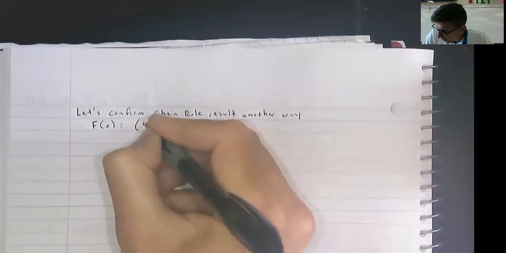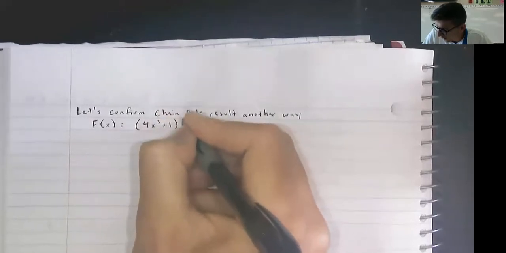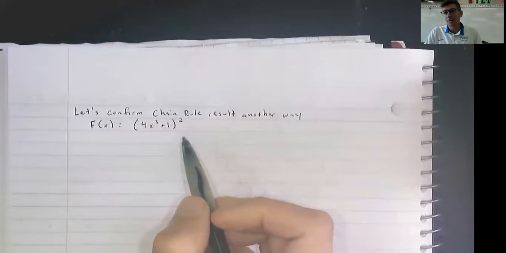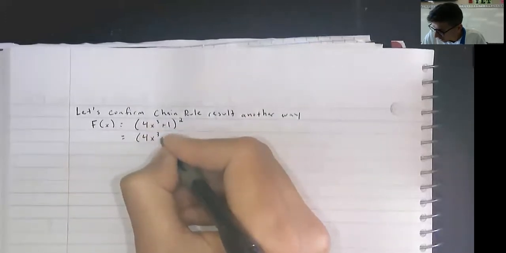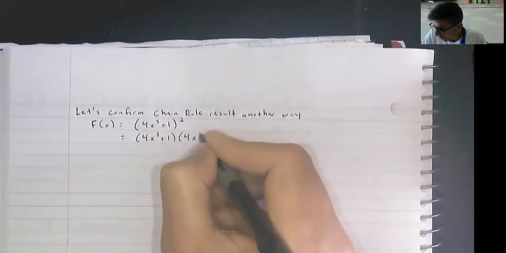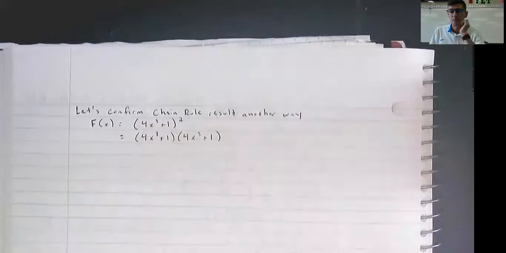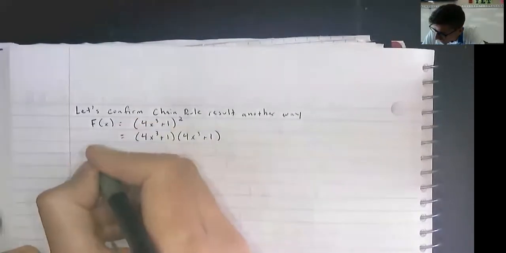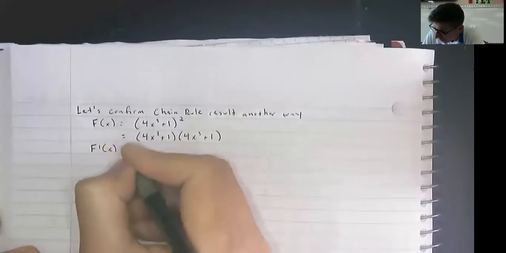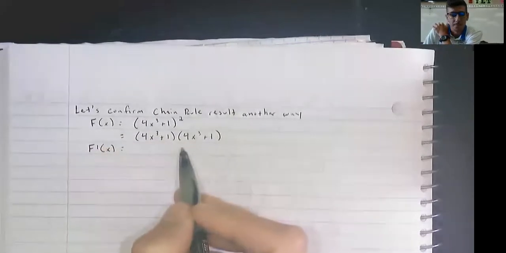So f of x is equal to this composite function of (4x cubed plus 1) squared. But we can kind of uncomposite this function and just make it a product, because really this is just (4x cubed plus 1) times (4x cubed plus 1). So the 2.3 way to do this problem is to say F prime of x can be found by using the product rule, okay?